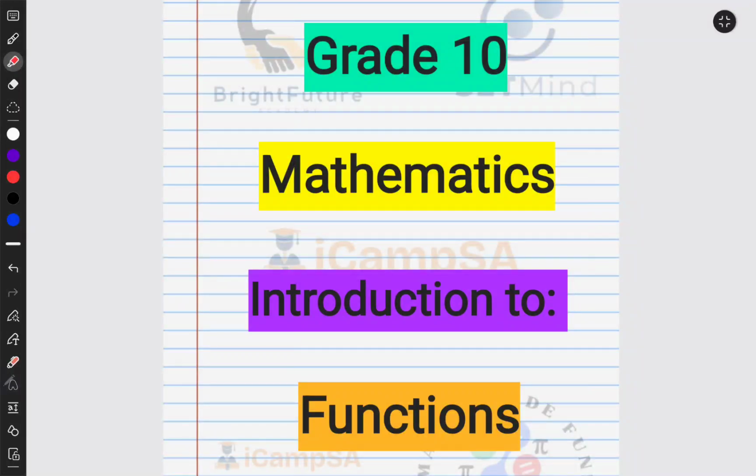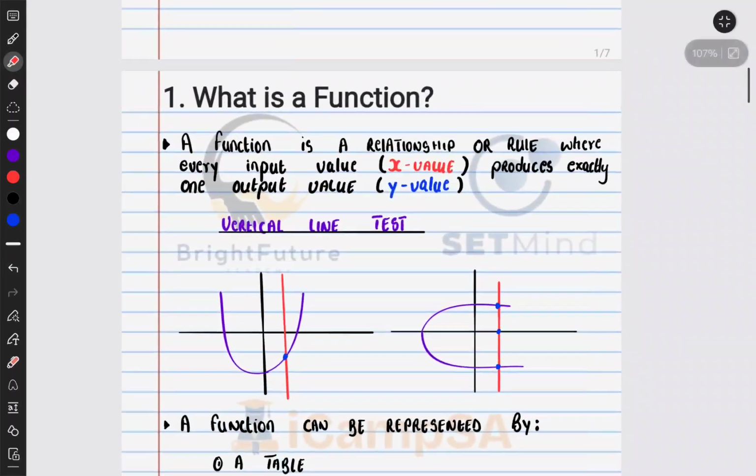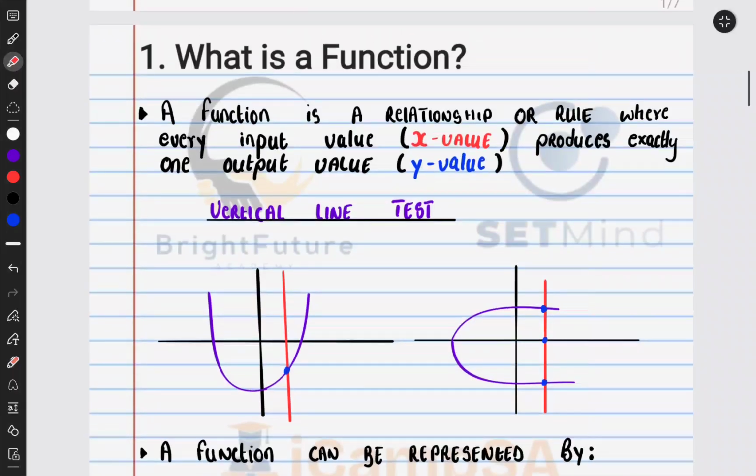Today we're going to be doing grade 10 mathematics, and this will be an introduction to functions. So without wasting any time, let's get into it. Before we get started, what is a function?